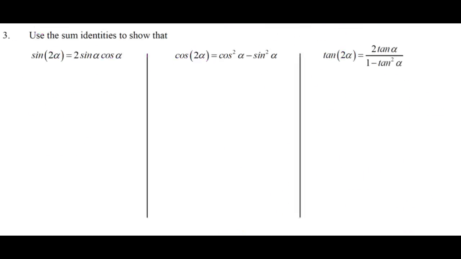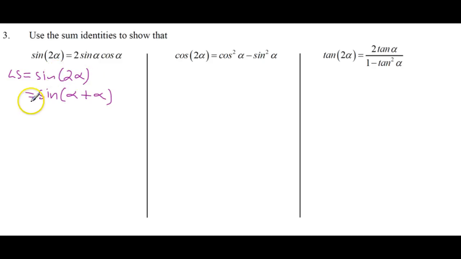Okay, one page down. Use the sum identities to show that the sine of 2 alpha is 2 times sine alpha cos alpha. Okay, so in essence, we're kind of proving these identities, right? If I'm showing this, then I'm proving it. So the left side, now we're using the sum identity. So the left side is the sine of 2 alpha. So the sum identity, well, let's turn this into a sum. It's the sine of alpha plus alpha. Alpha plus alpha is 2 alpha.